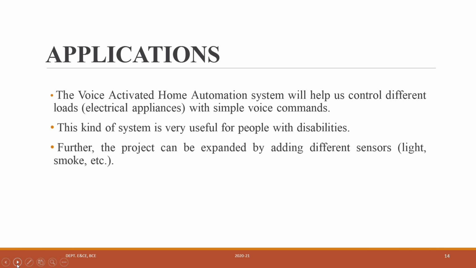Applications. Voice activated home automation helps us to control different loads or appliances with simple voice commands. This kind of system is very useful for people with disability and elderly people. Further, the project can be extended by adding some sensors like light sensors, smoke sensors, etc.